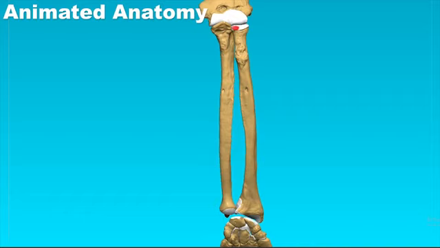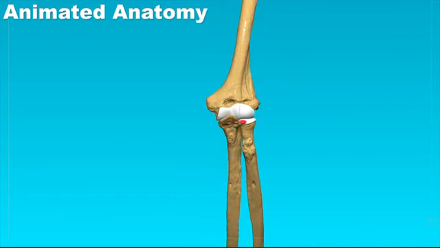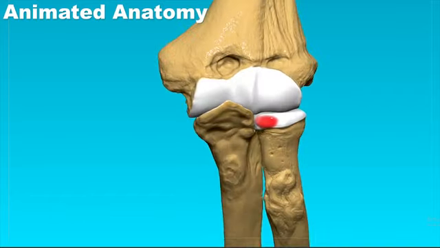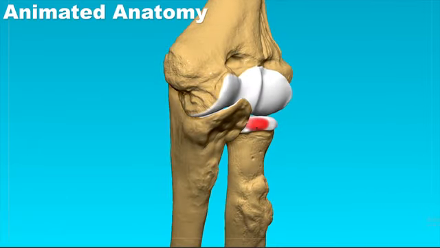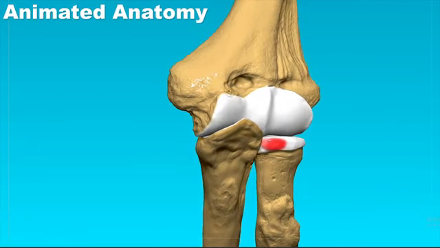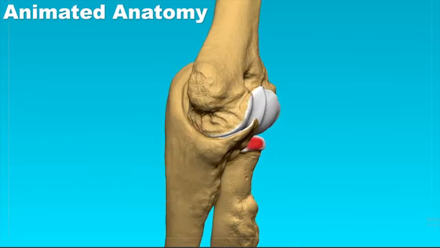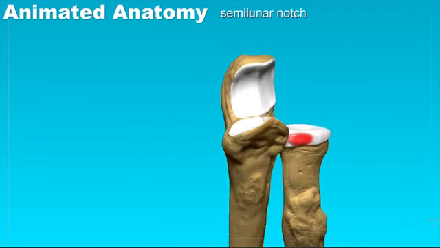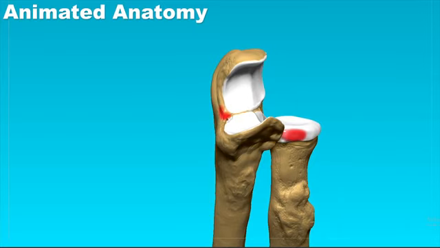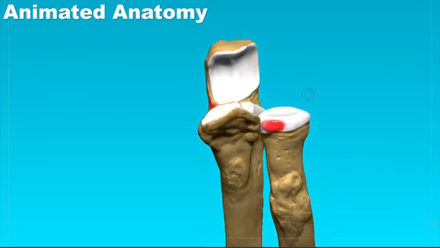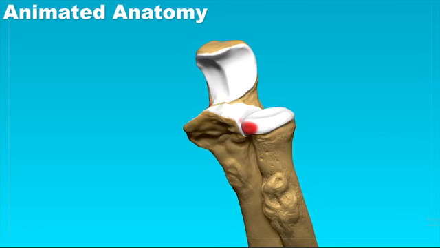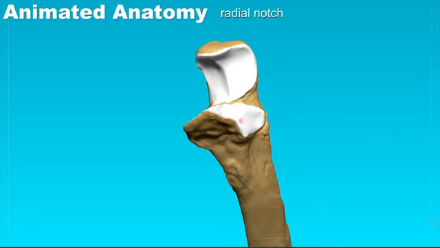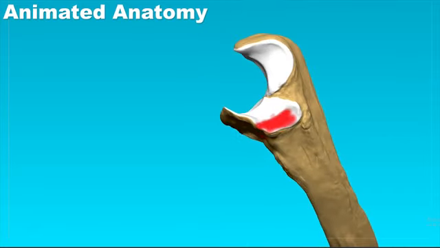Now let's get back to the upper portion of the ulna, and that is close to the elbow. We can see here that the humerus is basically articulating with the ulna, and it does so by articulating in this semilunar notch. This is the semilunar notch, constricted here in the middle. And the radius is articulating in the radial notch, and that's basically this articular surface here.